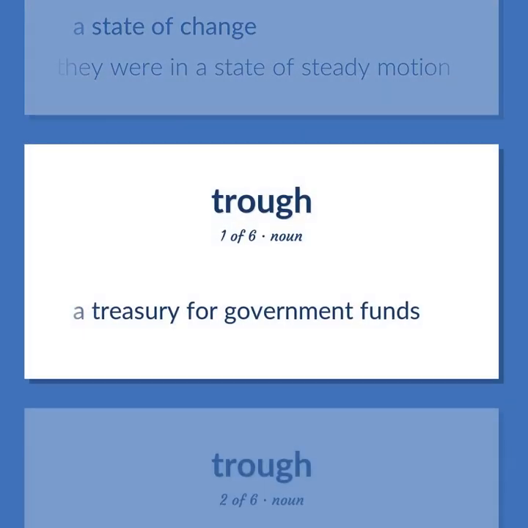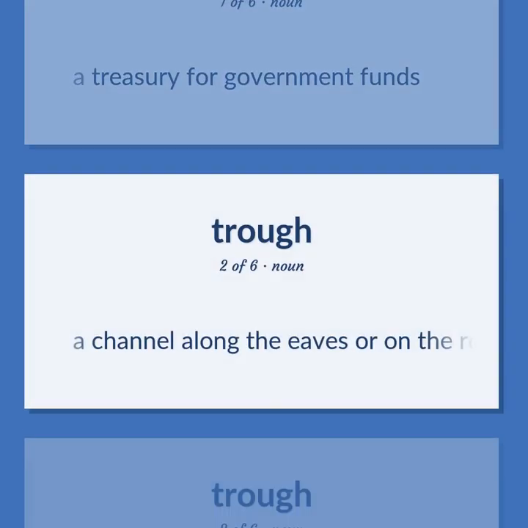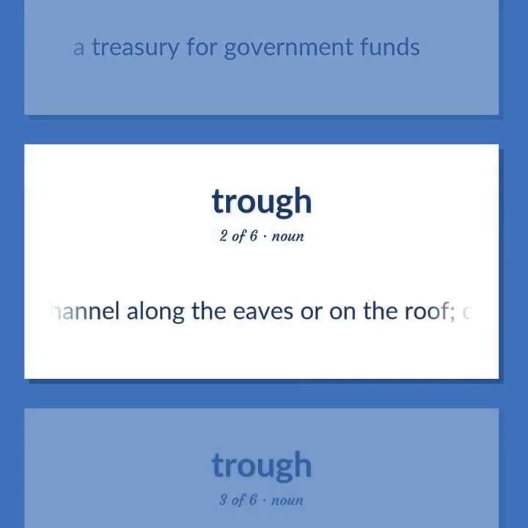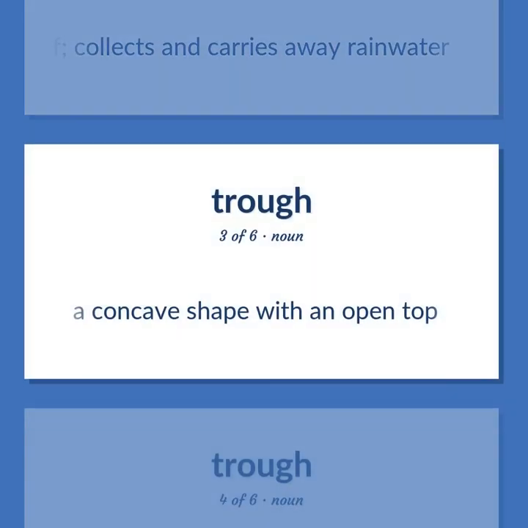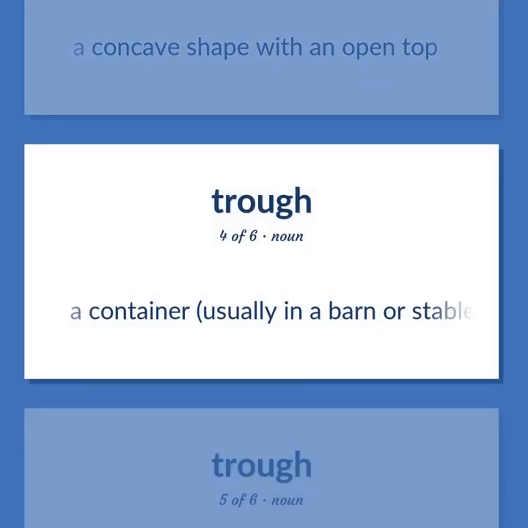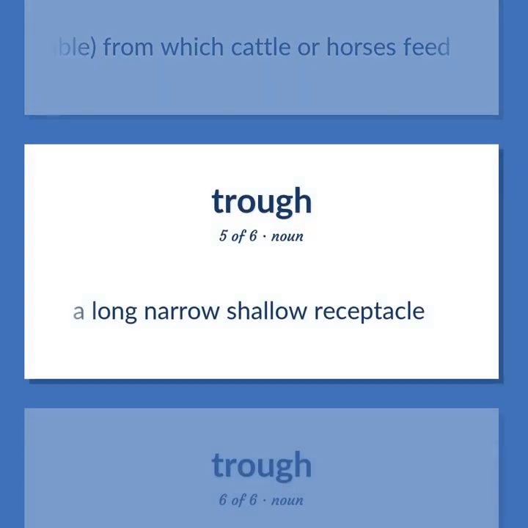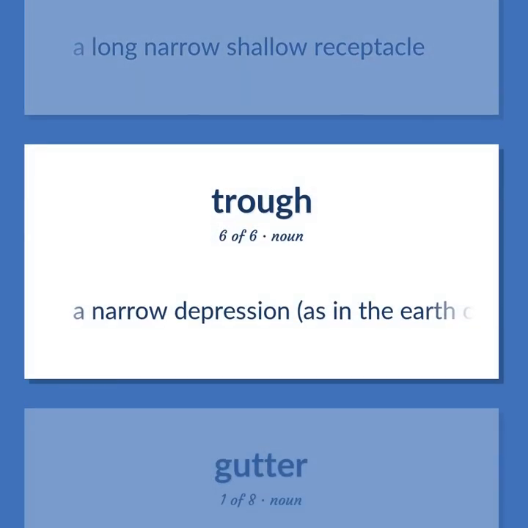A treasury for government funds. A channel along the eaves or on the roof, collects and carries away rainwater. A concave shape with an open top. A container, usually in a barn or stable, from which cattle or horses feed. A long, narrow, shallow receptacle. A narrow depression, as in the earth or between ocean waves or in the ocean bed.